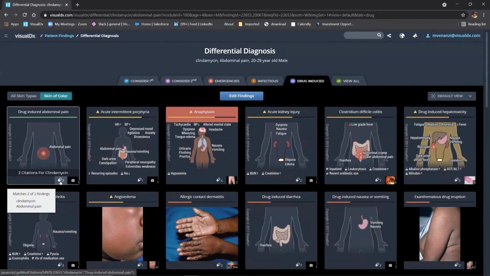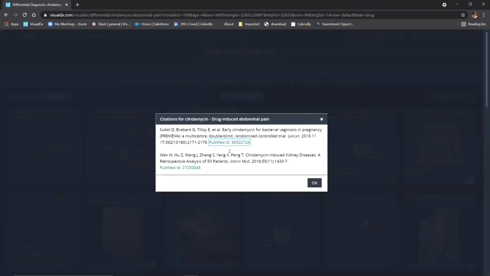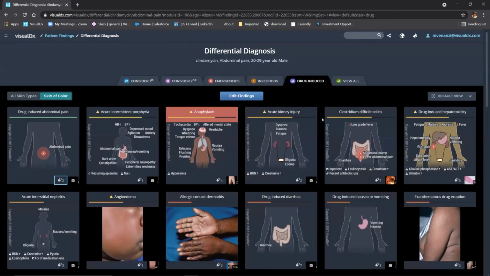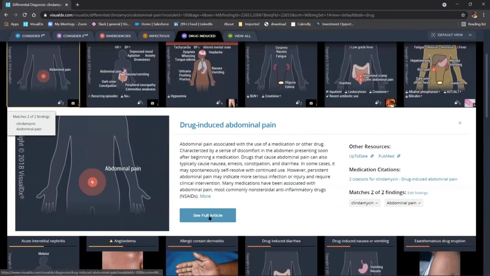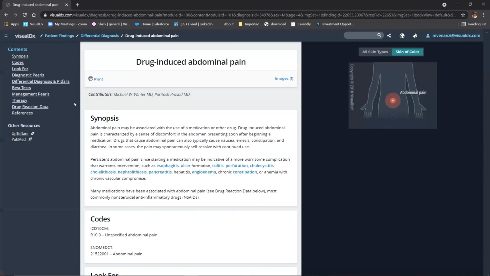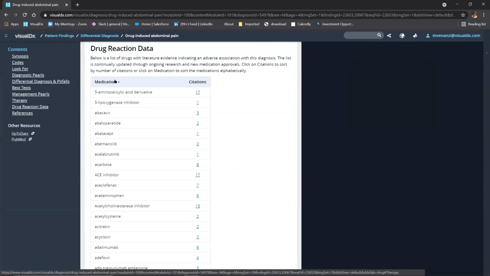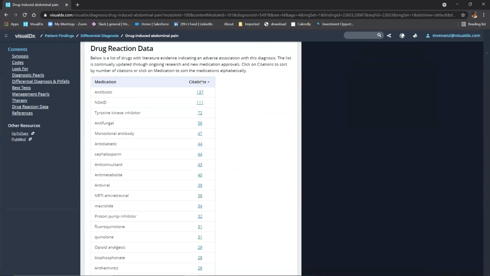So in the lower right corner here, we actually link the publication through PubMed. That's our medical librarians citing that. And if you wanted to go into the drug-induced abdominal pain article, we can view the drug reaction data and also look at potentially other medications which could be contributing to this.